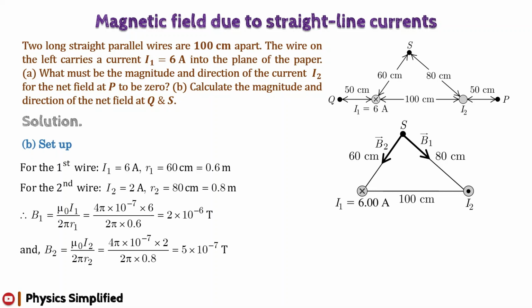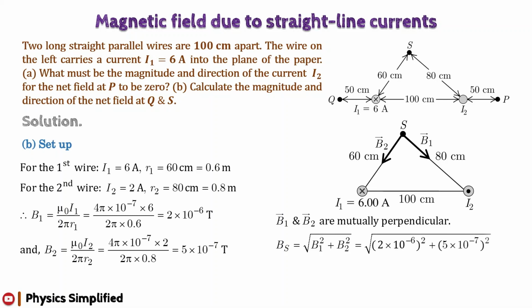According to the figure, we find that the triangle is a right-angled triangle, subtending an angle of 90 degrees at point S. So, the two field vectors, B1 and B2, are mutually perpendicular. Hence, the magnitude of the net magnetic field at S is equal to the square root of B1 squared plus B2 squared. Here we have used the expression of the resultant of two mutually perpendicular vectors.